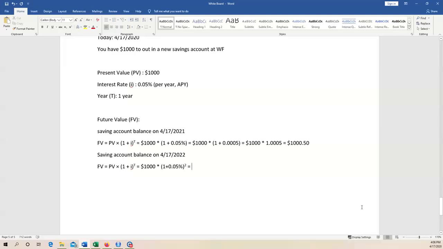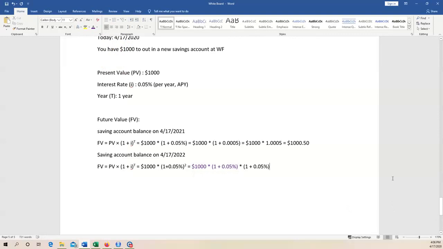And if you are comfortable with math, you can see I can expand this expression as $1,000 multiplies 1 plus 0.05% and multiplies another 1 plus 0.05%. And you can see here, this part, I put in. This is your present value, right? $1,000 you put in right now, today, on April 17th, 2020. But for the first part, now let me turn it to purple.